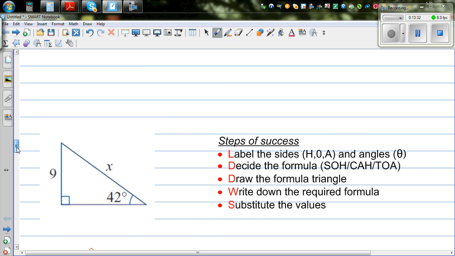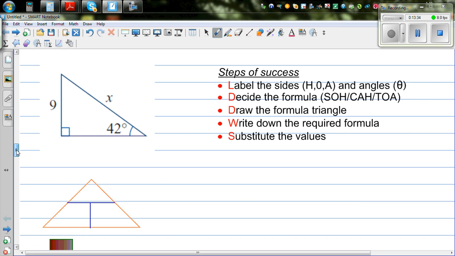One more question here. Here you have again the same process: label the sides. So this is your angle. Let me first label the angle. Here you got x, which is the hypotenuse, and this is your opposite side. So label the sides. Now you're dealing with O and H, so you're using SOH. So that is decided. The third step is draw the formula triangle. So I'll write SOH like this.